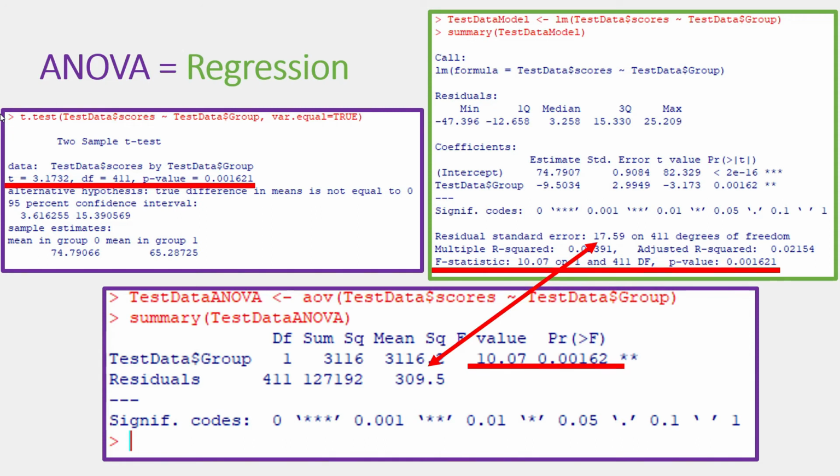Okay, so ANOVA is regression. But the ANOVA table gives us different information than the regression output, and this is useful. If we're using different software like SPSS or SAS, it will usually by default give us an ANOVA table as supplementary output when we run a regression.